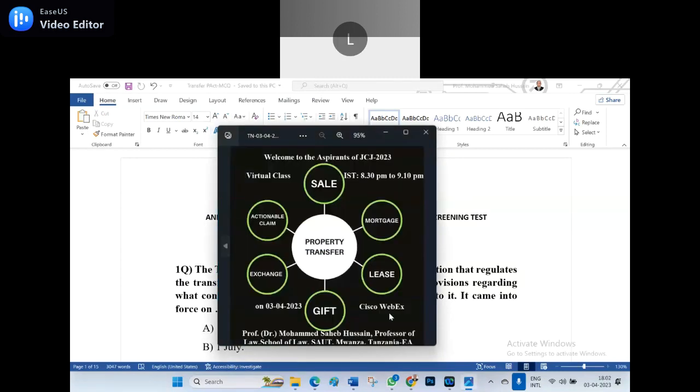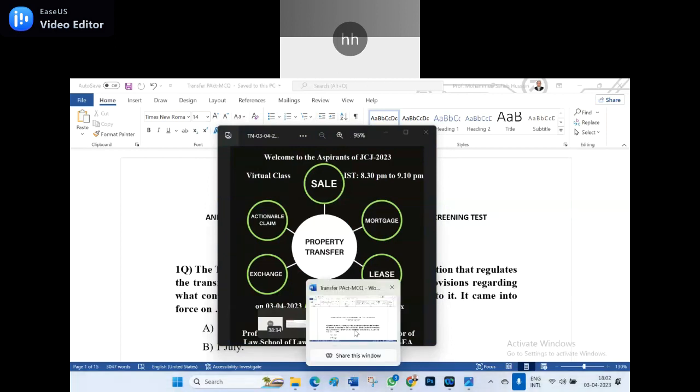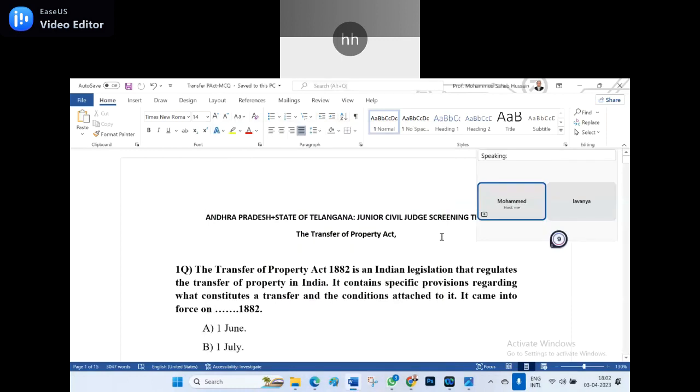Indian Standard Time, 8:30 p.m. to 9:10 p.m. Property transfer: sale, mortgage, lease, gift, exchange, actionable claims. Yes, these are the things which will be there in the Transfer of Property Act. Without wasting time, let me start the shooting now.